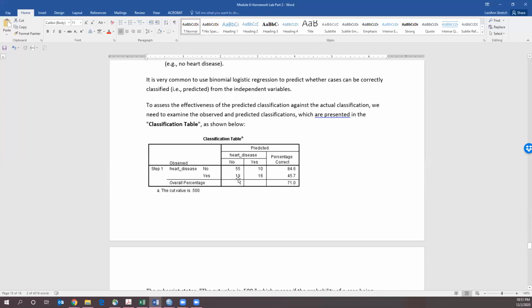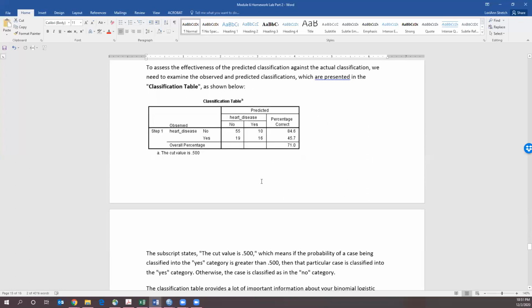Then we get a classification table. This is much like the one we just saw in discriminant analysis, where we're saying, okay, is this person going to have heart disease? Yes, no. And when we predict it, are we right? Are we wrong? So you got the no's correct. Here we got a false negative. We thought it was going to be a negative, but it was a positive.